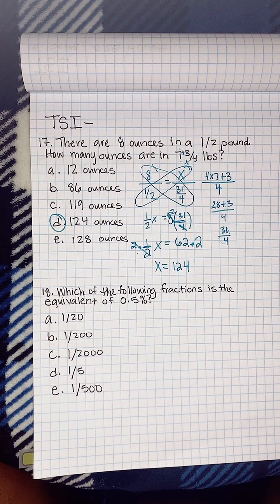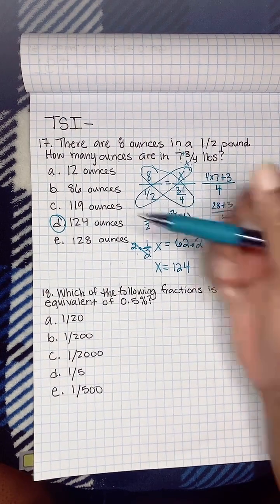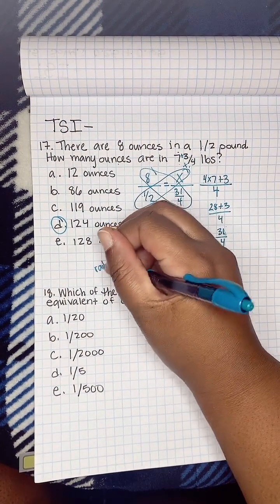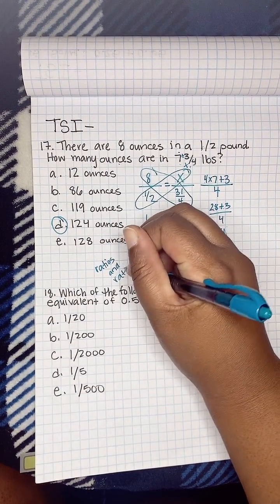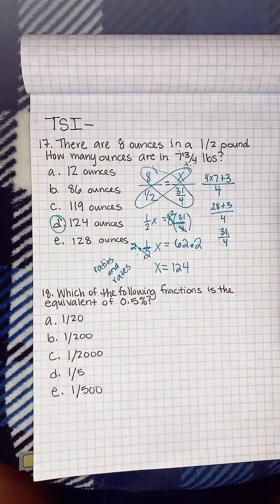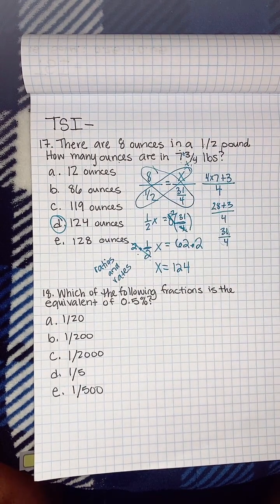Andrea said, what would you call this type of problem? Because I need to practice more of this specifically. These are ratios and rates. So ratios and rates problems are what these are called, or proportions. Okay, that's a great question.